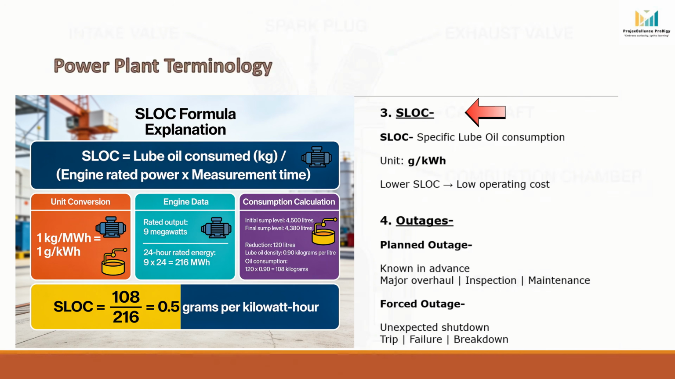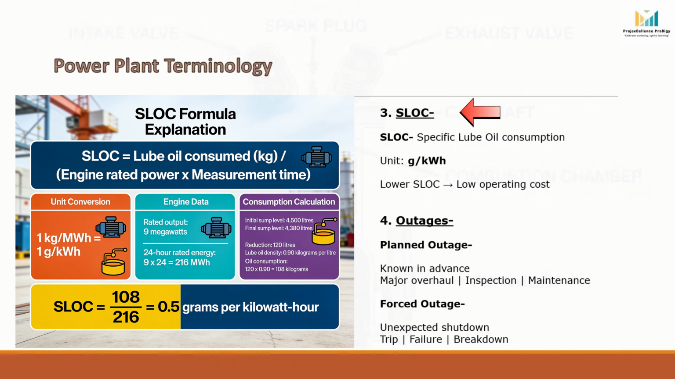Our 45 megawatt power plant has 5 engines of 9 megawatts each. For SLOC, let us consider one 9 megawatt engine. Suppose we want to measure the lube oil consumption over 24 hours. Whenever we calculate SLOC, we take engine's rated power in consideration rather than the actual load at which the engine was operating. So even if our 9 megawatt engine was operating at an average load of let's say 7 megawatts, we still use its rated output of 9 megawatt. Therefore, the rated energy for 24 hours is 9 into 24, which is 216 megawatt hour.